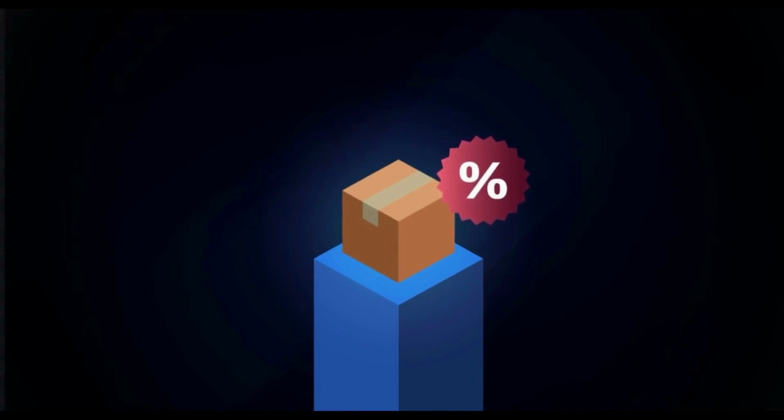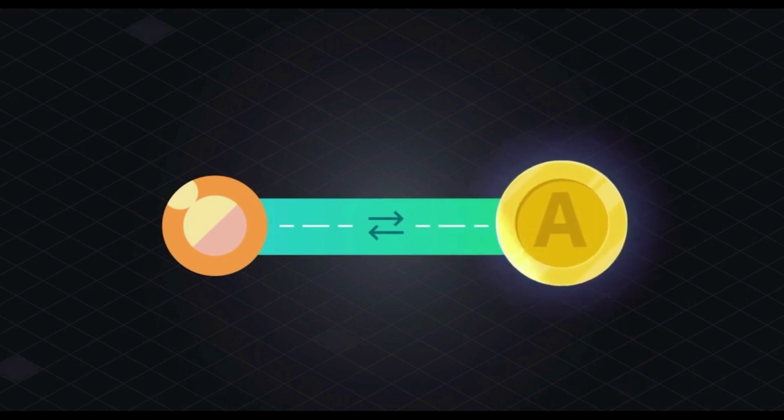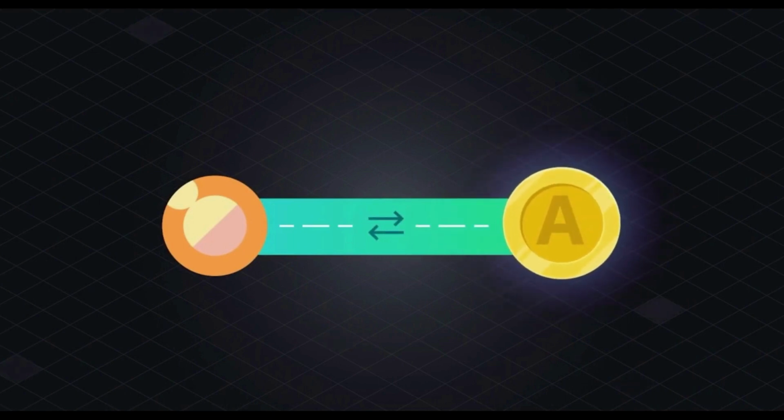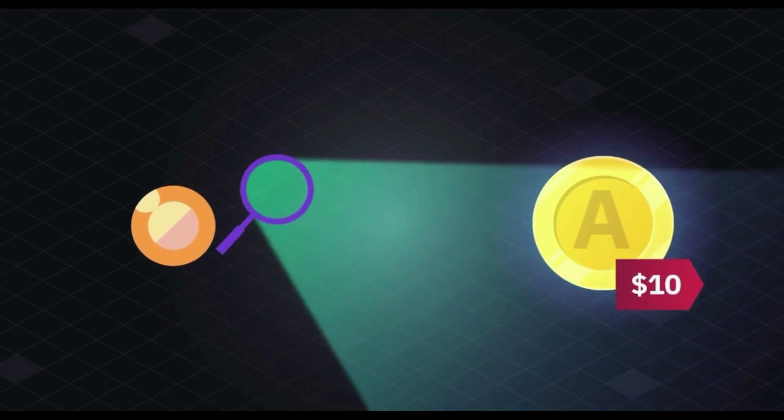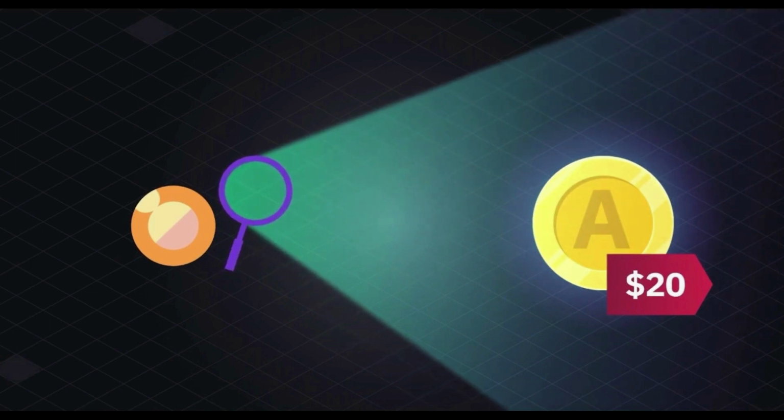Let's look at an example. Imagine you purchase a hypothetical cryptocurrency called cryptocurrency A. You buy cryptocurrency A for $10, but your research into the project and founders suggests its real value should be $20. You may then decide to invest more in cryptocurrency A in anticipation of it realizing its fair value.